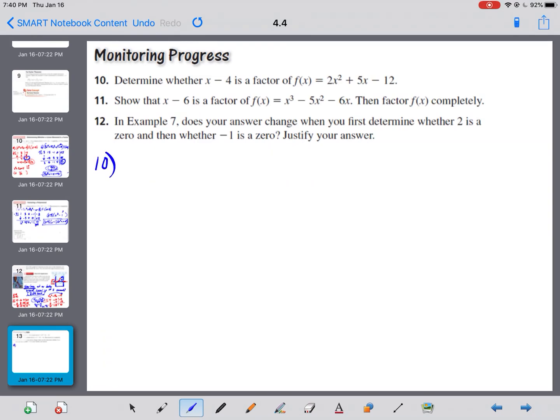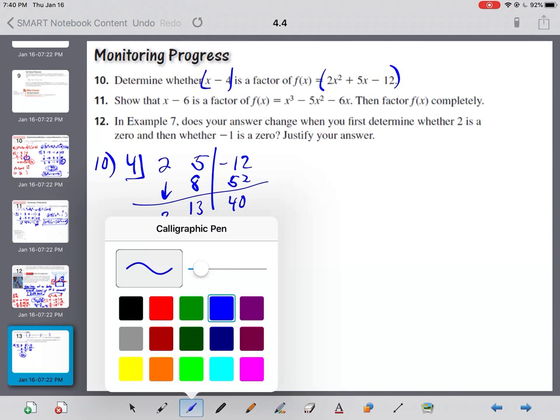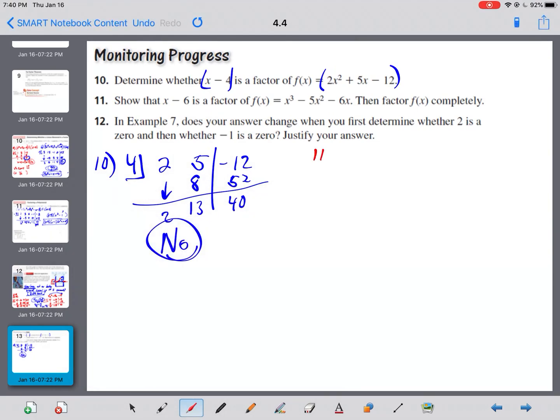All right, let's look at number 10. Determine whether x minus 4 is a factor of this. Let's see, squared first, none. Okay, so there's my 4, opposite to get out. A 4, a 2, a 5, a negative 12. Drop the 2. 4 times 2 is 8. 5 and 8 makes 13. 4 times 13 is 52, and negative 12 makes 40. That's going to be no. No, it is not.